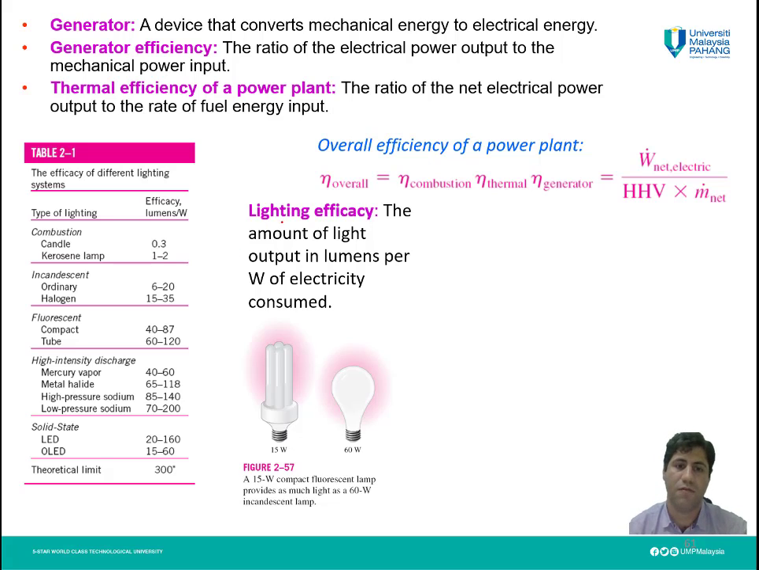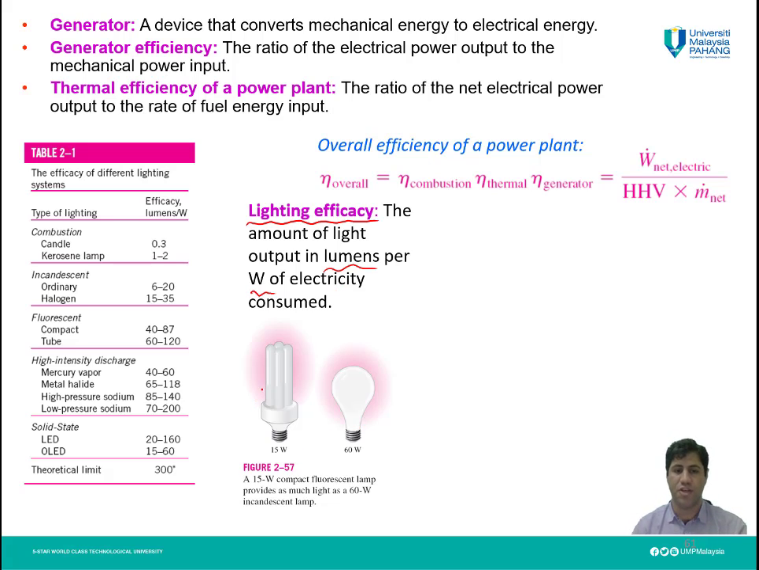The performance of different lamps is called lighting efficacy. It is the amount of light output in lumens per watt of electricity consumed by the lamp. So the light is produced by using electricity: the output is the light with this unit, and electricity is the input with this unit.